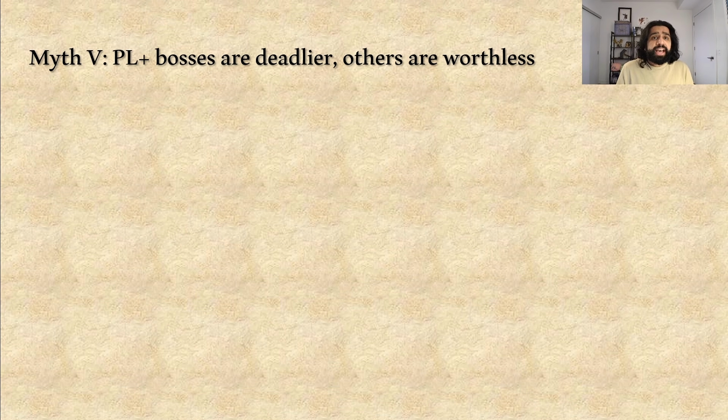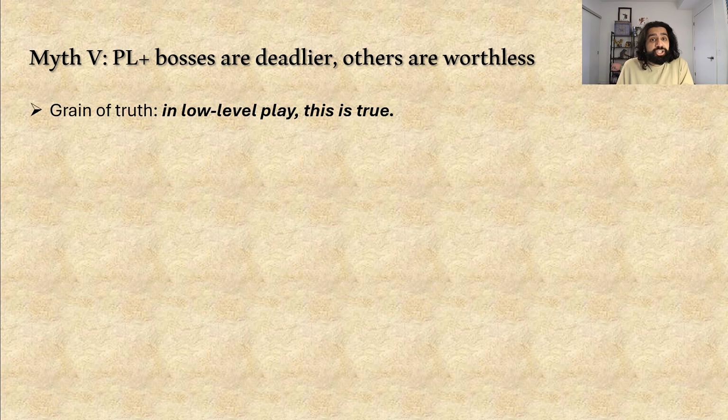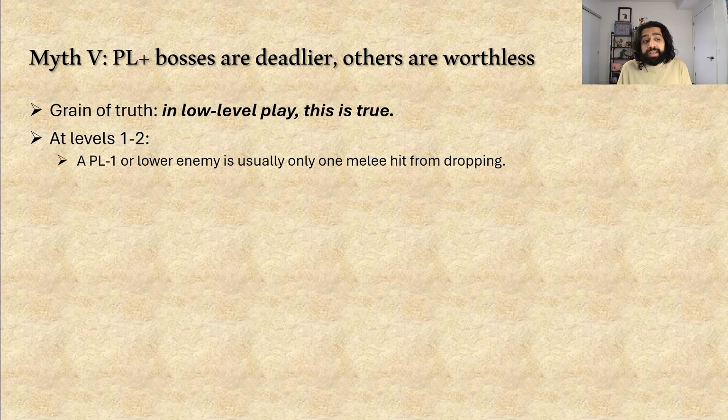The next myth I wanted to talk about is the idea that single bosses of a higher level in the party are much scarier, and then equal level enemies are meh, and enemies of a lower level are pretty worthless. The grain of truth here is that this is actually just true in low level play. Between levels 1 to 2, it is true that an enemy of a lower level than you is almost always going to get one shot.